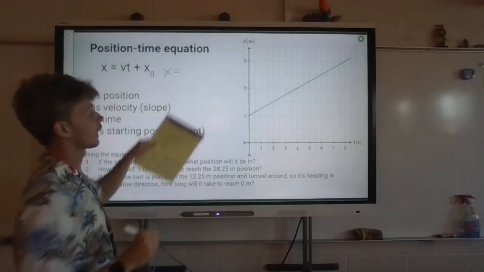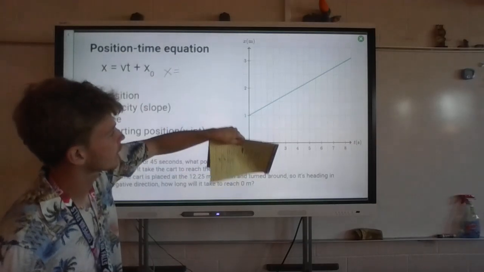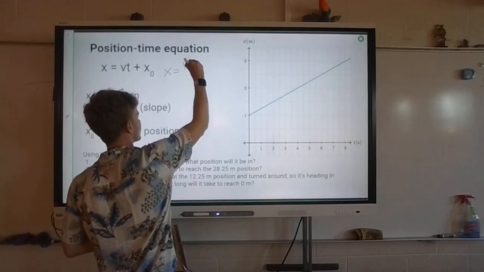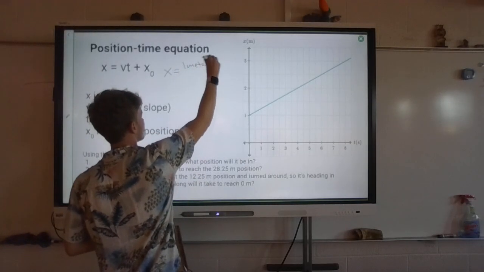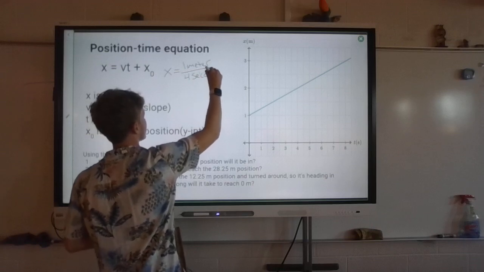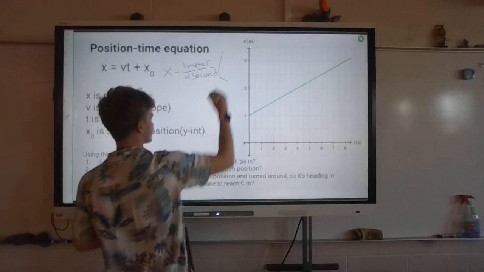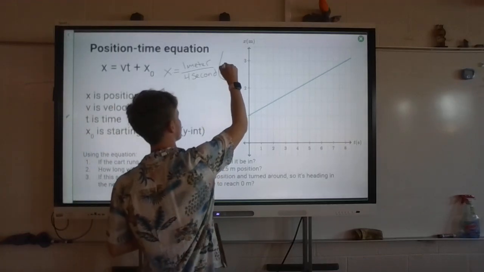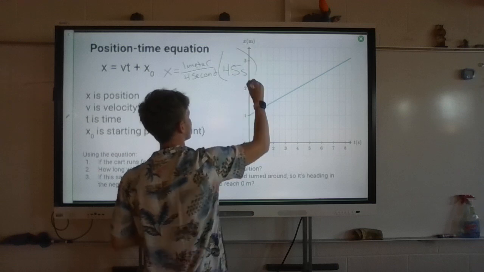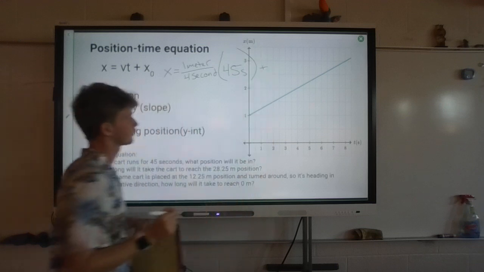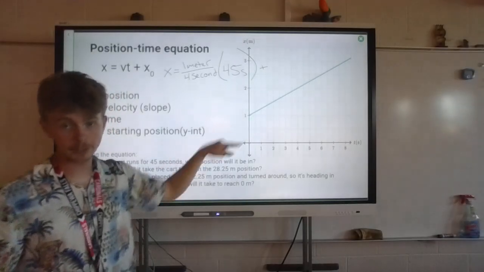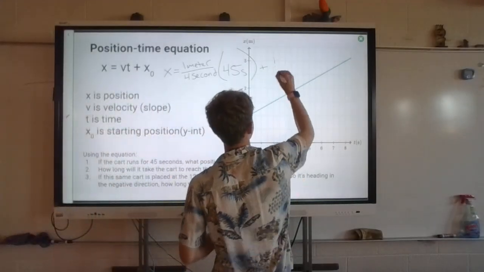okay? Now, I said the slope, as you go over 4 seconds, you go up 1 meter. So, my slope is 1 meter for every 4 seconds. Okay. I said I'm going to plug in 45 seconds. 45 seconds. And my starting position, if you look here, starting position is your y-intercept. My y-intercept was 1 meter. Okay. So I'm going to add 1 meter.